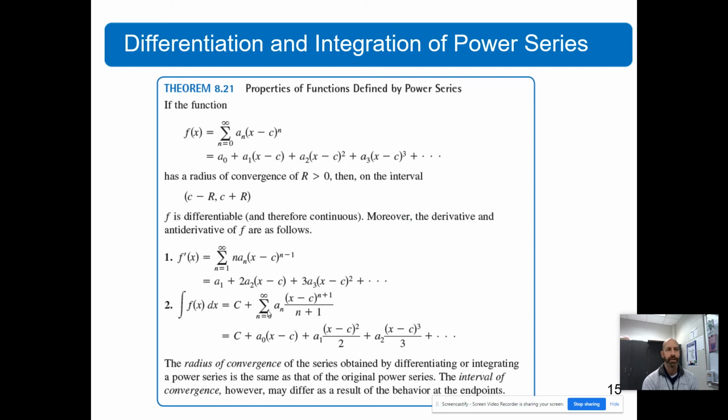The radius of convergence of the series obtained by differentiating or integrating a power series is the same as the original. The interval of convergence, however, may not be, so you have to be careful with that. I would highlight that, particularly if you're someone shooting for a 4 or 5 on the AP exam.